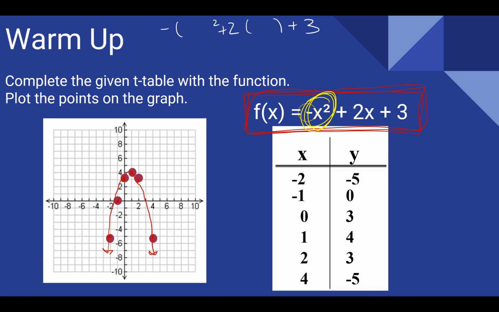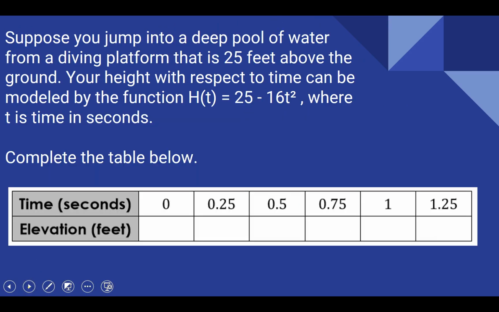The negative told me it was going to be an upside down parabola. Okay, so that piece gives me an indication it's going to look something like this. We just found exactly where it was going to go. All right, let's start applying this to real world things in your books, page 153.